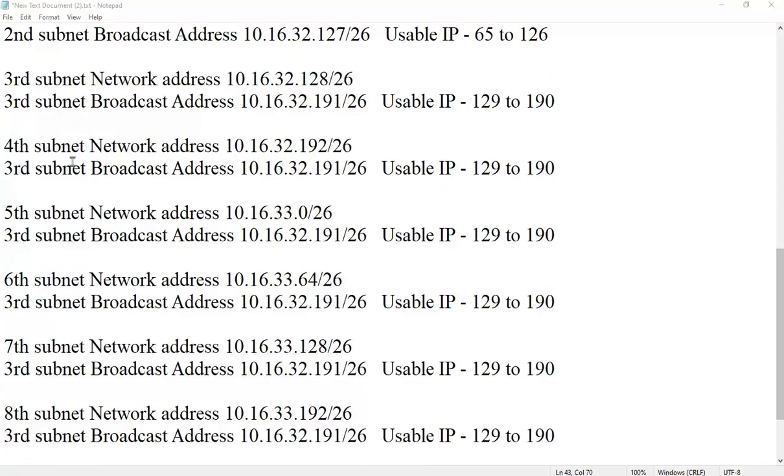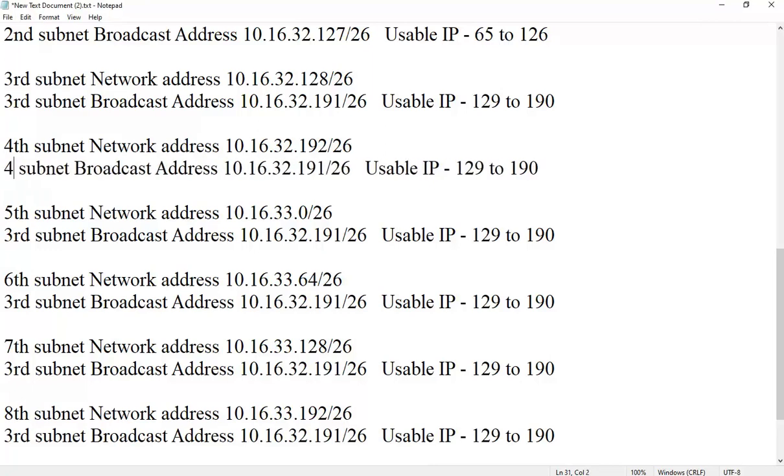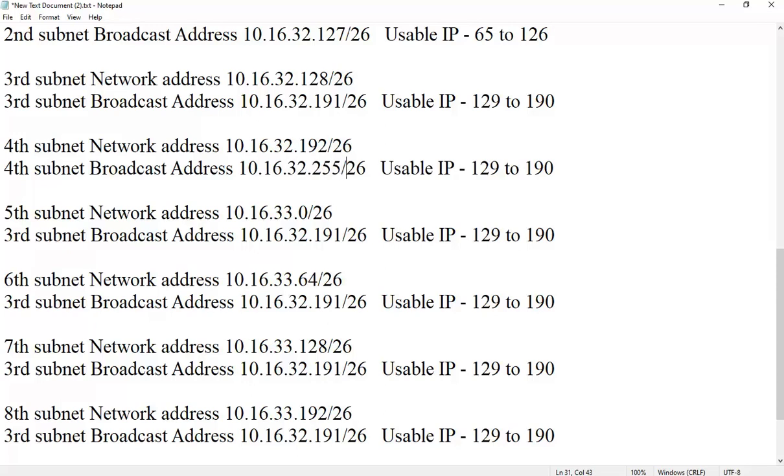So let's go to the fourth one. For the fourth subnet group, 10.16.33.0. So basically for 33.0, the previous number will be 32.255, which I just explained. For example, 32.256, we cannot have that number. We actually go on to the next number, which is 33.0. So the usable range will be 193 all the way to 254.